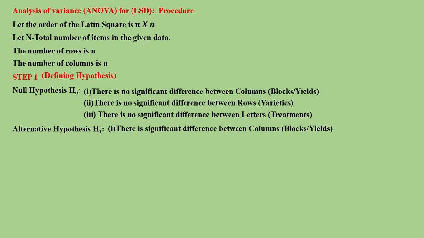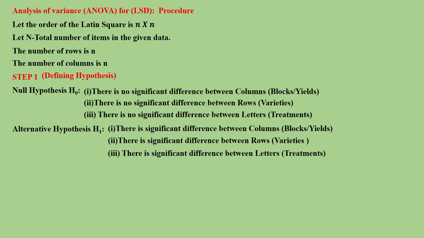Then alternate hypothesis, there is significant difference, right? Opposite to the null hypothesis. There is significant difference between rows and there is significant difference between letters.